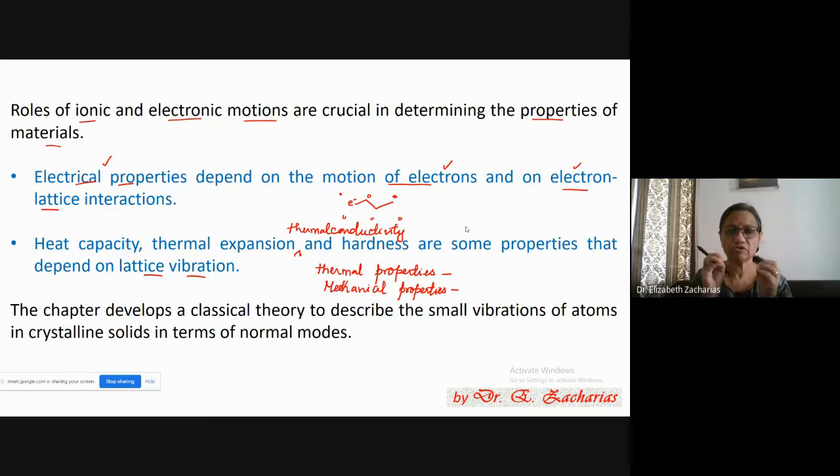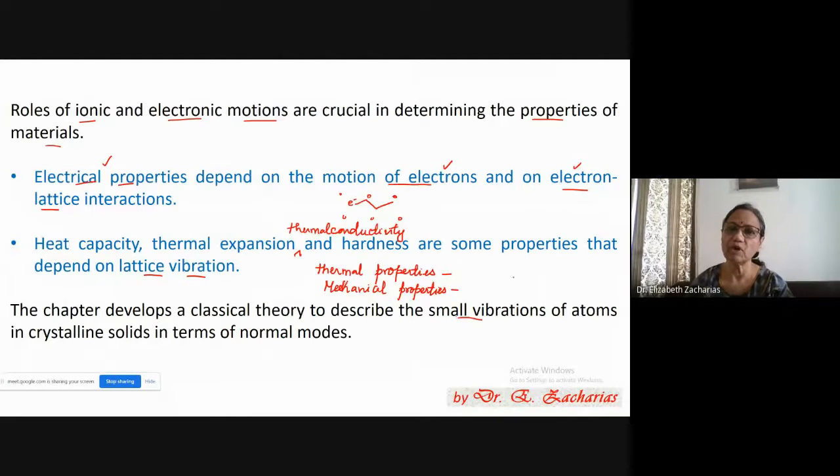We're talking of bonds. So that means the strength of the material is going to be decided by these lattices and the way they will move. Elastic properties are decided by these lattice vibrations. And please remember, the lattices will undergo small vibrations.